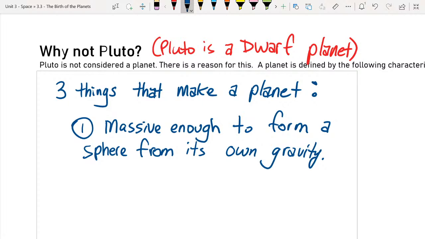And that's because if you get big enough, gravity pulls on things and everything wants to get as close to the middle as possible. And what shape gets everything as close to the middle as possible? A sphere. If you're trying to pack things so that everything gets as close to that center point, you can't pack closer than a sphere. So that's the first rule. Massive enough to form a sphere from its own gravity. Okay, and just for the record, Pluto is.